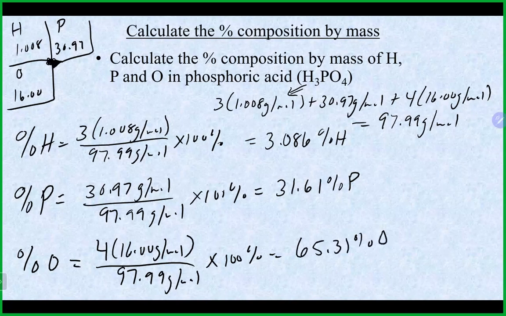oxygen. In this case, the major component here is oxygen by mass, right? Followed by phosphorus, and hydrogen is the least out of all the masses there. By the way, all those percentages should add up to 100% or pretty close to 100%. Might be a little higher, might be a little bit lower with rounding, but should be in that 100% ballpark. Any questions on how to calculate percent composition here?